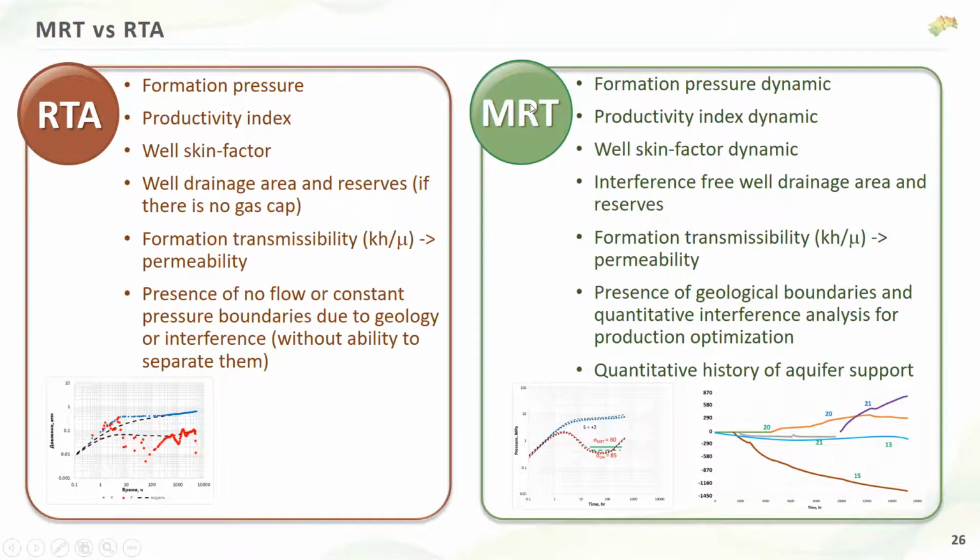But with MRT, we don't need it. We would reconstruct formation pressure independently and productivity index independently. And from this productivity index, we can say the skin factor dynamics. We can find the periods where the skin factor was worse than it was before, and we can calculate what the additional production increase would be if we eliminate the skin factor.